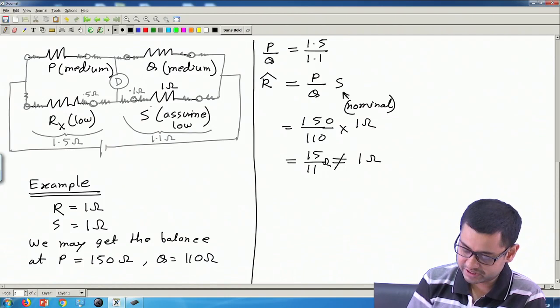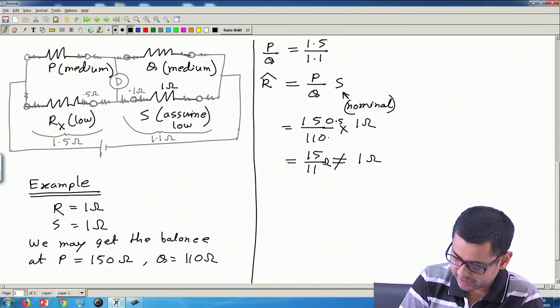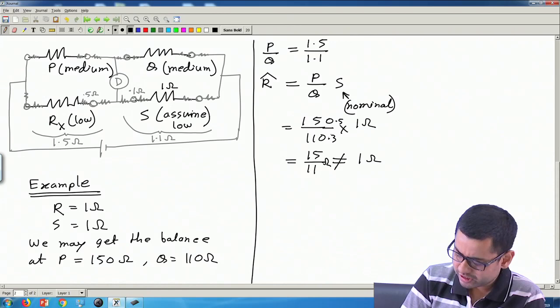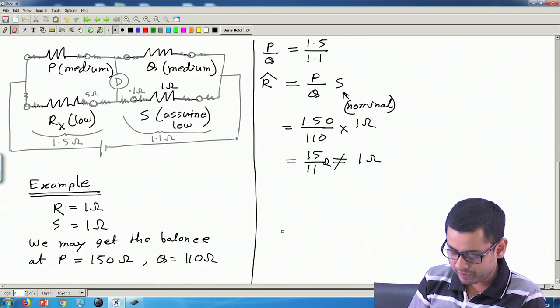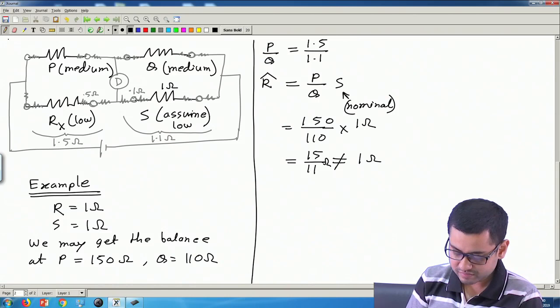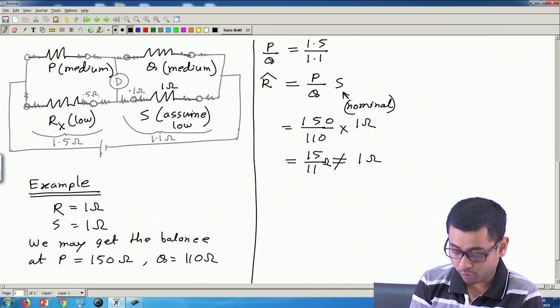Okay. Now, these contact resistances do not create much of a problem, because even if we had added a small quantity to 150, like say 150.5 and say maybe 110.3, these small quantities do not create any problem, because the ratio remains almost same. So beside these medium value resistances, they are not of much problem, but these contact resistances are definitely creating problem, because the actual value of the resistances itself is small. Rx is small, S is small, so a small change will create a large problem. Okay, so this is the problem.